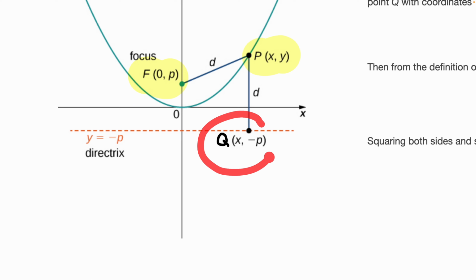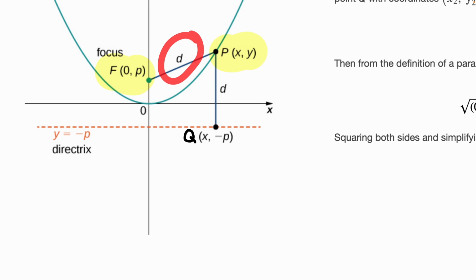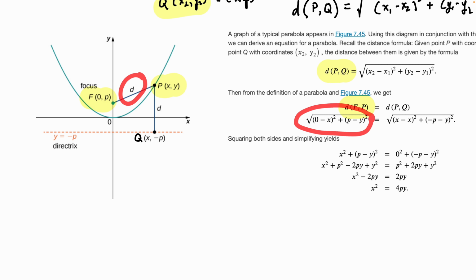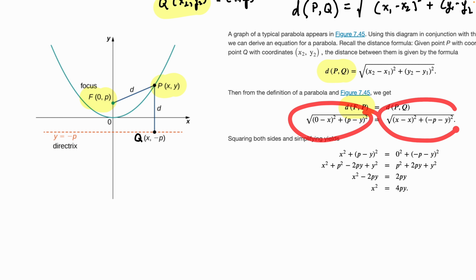But we want Q to be on the directrix. What's the equation of the directrix? Y equals negative p. Hence, the y coordinate on Q must be negative p. Okay, so we have already D expressed out here. And now we're trying to express out D for the distance between P and Q. And let's verify. We get x minus x, that's x minus x. And then we get negative p minus y, negative p minus y. Very good. So we have this equaling that.